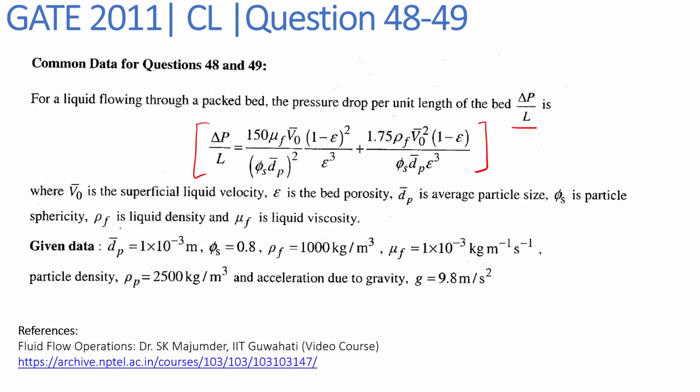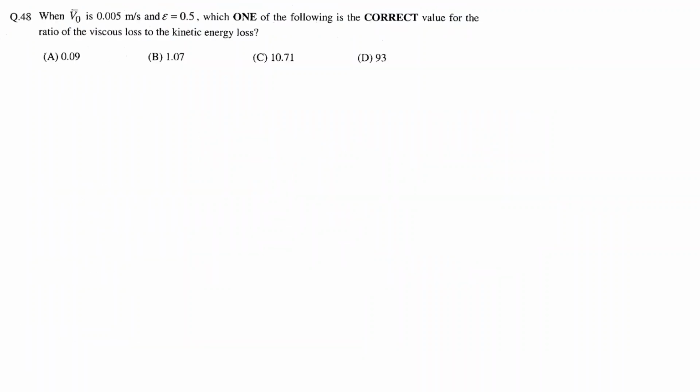And we have been given that the diameter of the particle is 10 raised to minus 3 meter, that is 1 mm. The sphericity of the particle is 0.8. Density of the fluid is 1000 kg per meter cube. Viscosity of the fluid is 10 raised to minus 3 kg per meter per second. Density of the particle is 2500 kg per meter cube, and acceleration due to gravity is 9.8 meter per second square. Based on this, we have been asked two questions. The first question is question number 48, which is: when V naught is 0.005 meter per second and epsilon is 0.5, which one of the following is correct value for the ratio of viscous loss to kinetic energy loss?